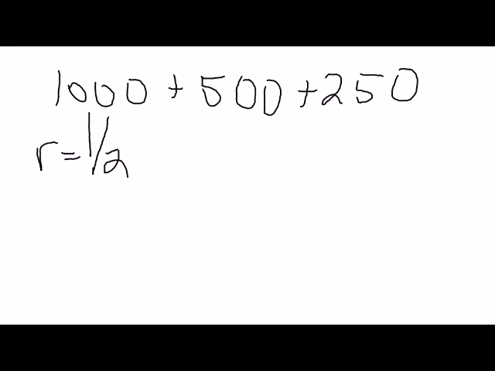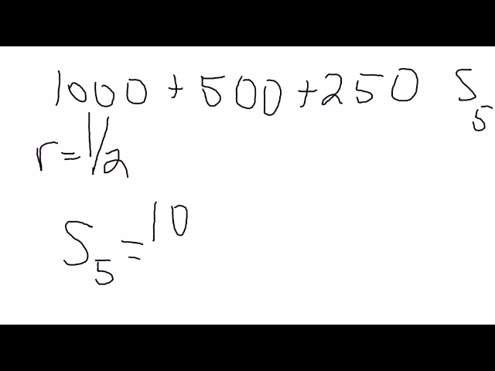And it wants us to evaluate S of 5. So we want the sum of the 5 terms, and we have our first term, which is 1,000, and we have our ratio, which is a half. So we just use our formula again. This should start getting a little bit familiar to you as you're doing this.